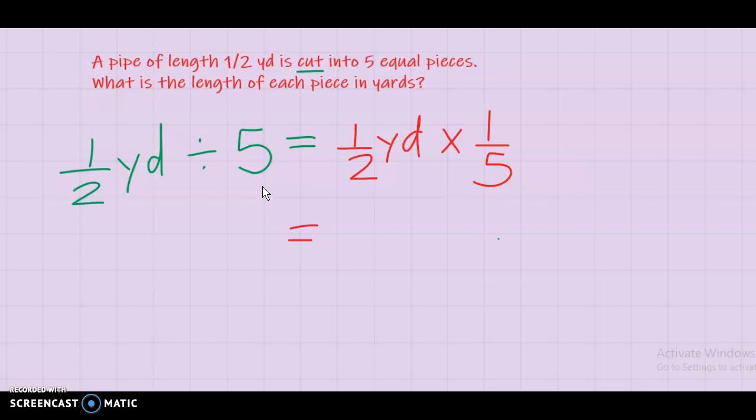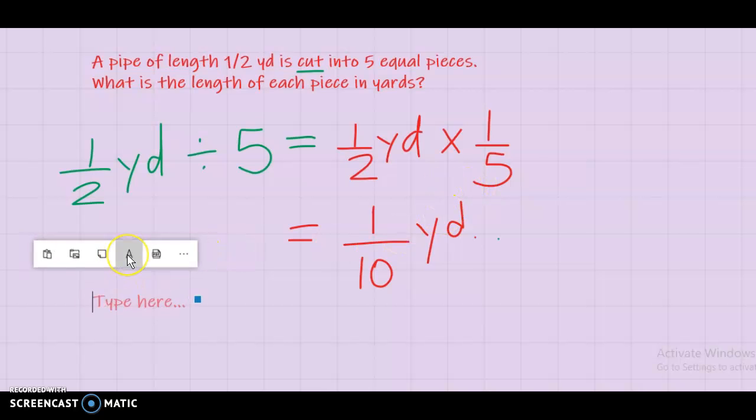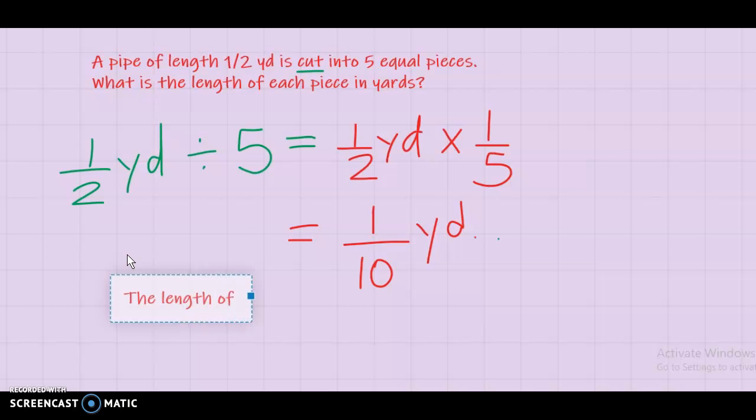And let's see, can I simplify this? And I cannot simplify it anymore. So we're going to multiply 1 times 1, which is 1, and 2 times 5, which is 10. So 1/10 of a yard. So to answer the question, what is the length of each piece in yards? The length of each piece in yards is 1/10 yard.